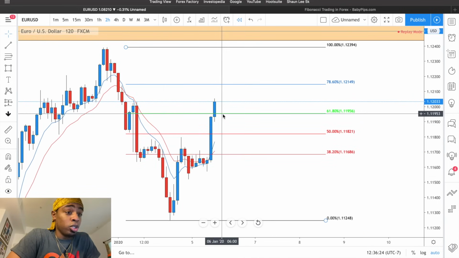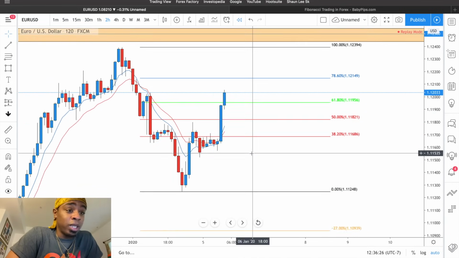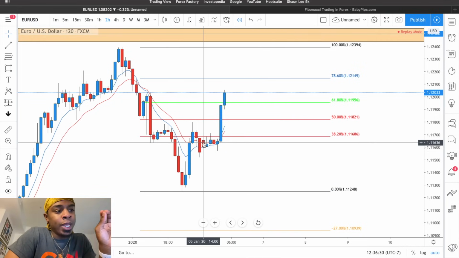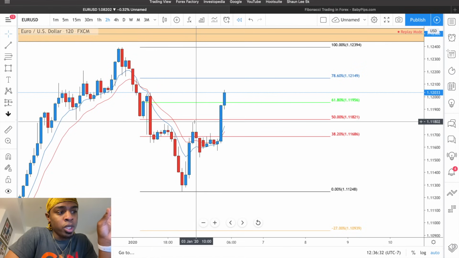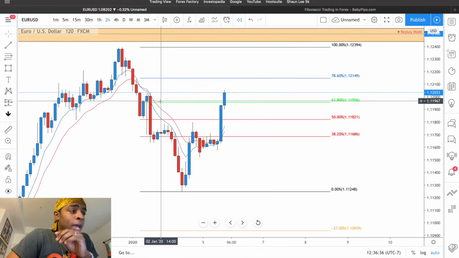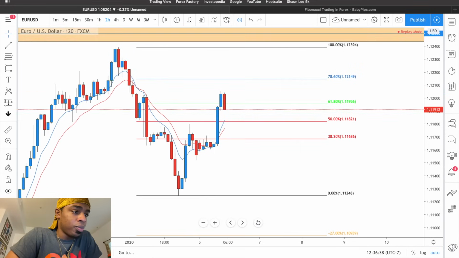Boom, boom, that's huge. Boom, okay, this is telling us clear as day, hey, you shouldn't have got in. This is what I mean, why you can't just look at it as 38.2 or 50, because guess what? You'd have gotten in right here for a sell, and you'd have lost all your money. You follow what I'm saying? So no.